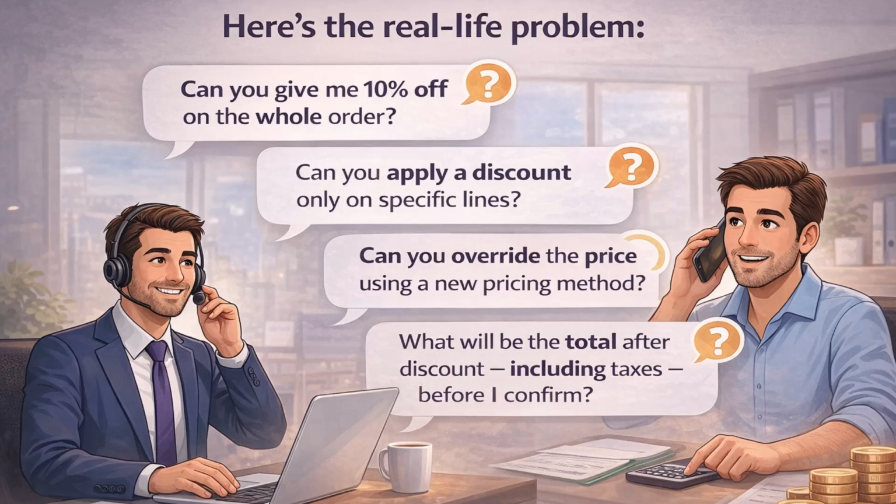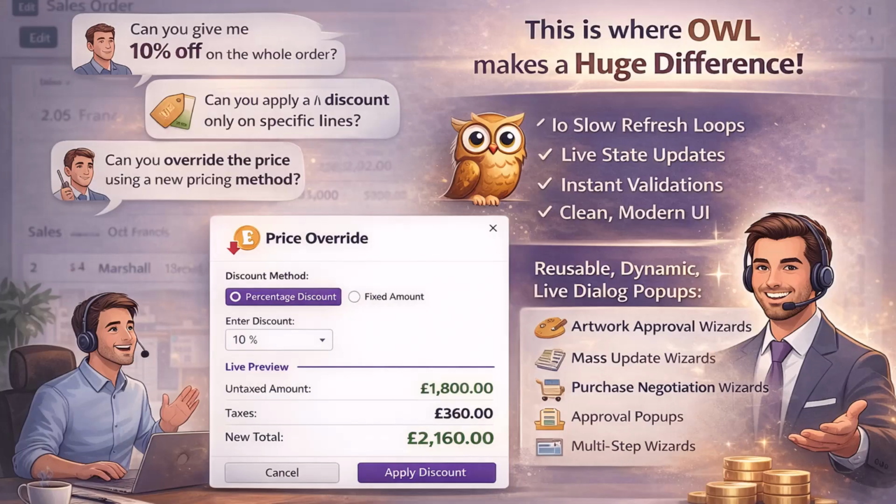So what we will build is a professional pop-up wizard that behaves like a mini application inside Odoo. Select the pricing mode, bulk discount percentage on all the lines. Show a live preview: untaxed amount, tax total, and if you want, even margin impact later. All of this happens before applying it. So the user can confidently say, yes, with a 10% discount, your total becomes exactly this much.